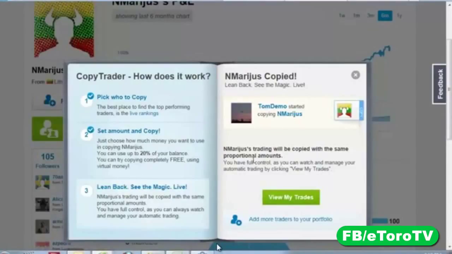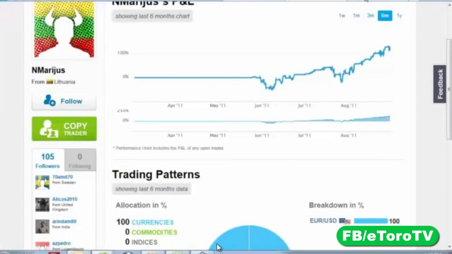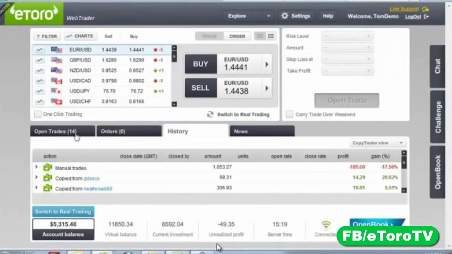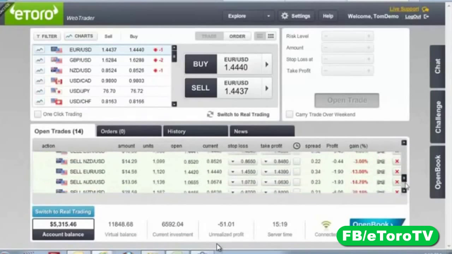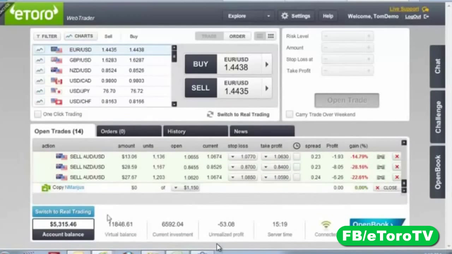So how can we best utilize this copy trader mechanism? Let's go to the WebTrader, which is where I have all my trades. All right, now you see some trades in red here, but I'm not worried, and you're going to see in a second why. There you go, Copy and Marius. I have $1,100 and $1,150 ready for him. Right now he hasn't opened any positions. When he will, I will do the same with the same proportional amounts.